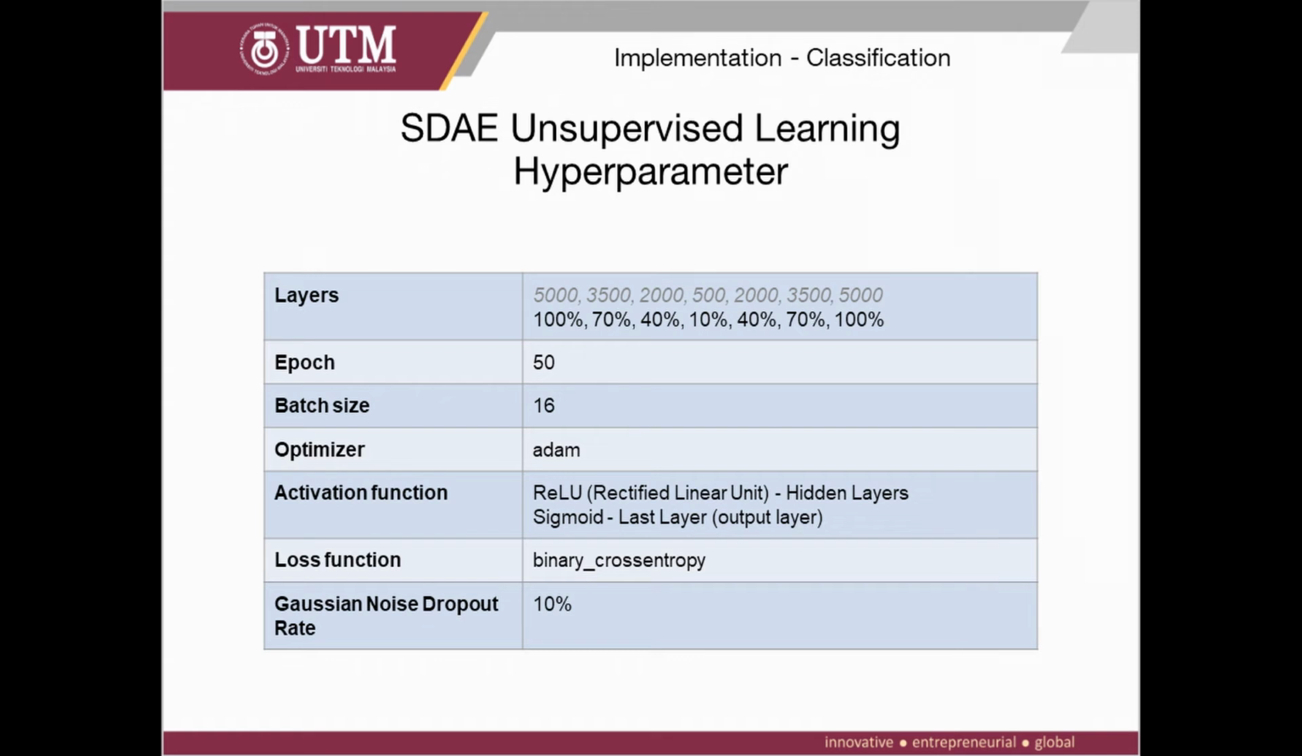The epoch and batch size used are 50 and 16 respectively, with Adam as the optimizer. The activation function is the same as the ones mentioned previously. For the loss function, binary cross entropy is used as the classification involves a binary classification. The Gaussian noise dropout rate is set to 10%.